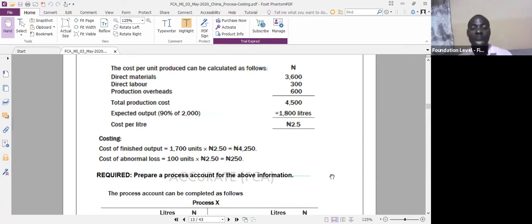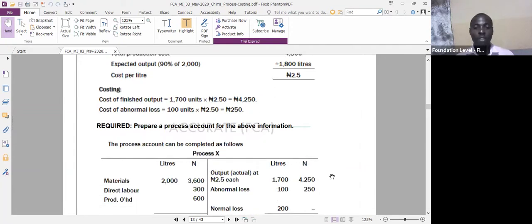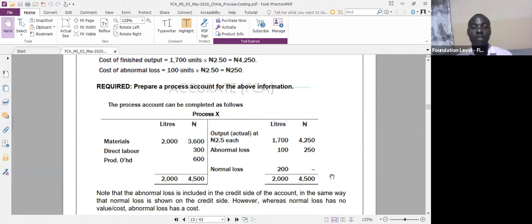Cost of the abnormal loss, that 100 that is abnormally lost, you will still value it at the cost of the good production, which is 2 naira 50. Then you prepare the process account in this way. The material, labor, and production overhead still as before.